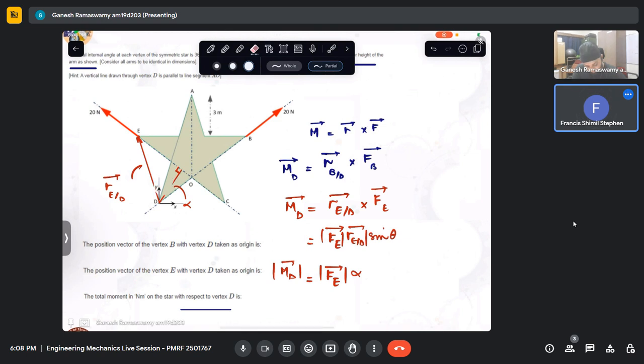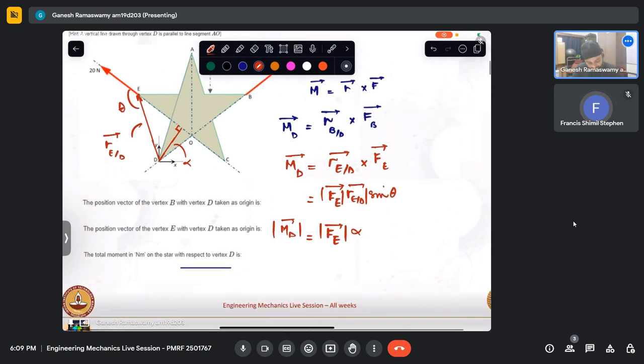Okay, it will come out to be the same actually. Okay, I understand your point. Let this be theta. Now, if you take sine theta, it will give you alpha. Is it clear? Yeah.